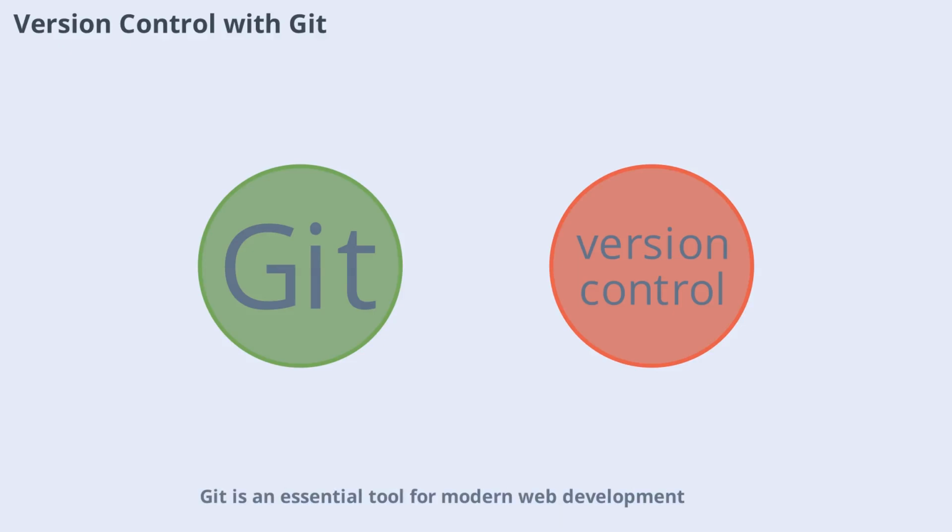Git is an essential tool for modern web development, making teamwork and project management much easier. By learning Git, you'll be able to work on projects with confidence, knowing you can always recover from mistakes. Let's see how version control fits into the web development workflow.